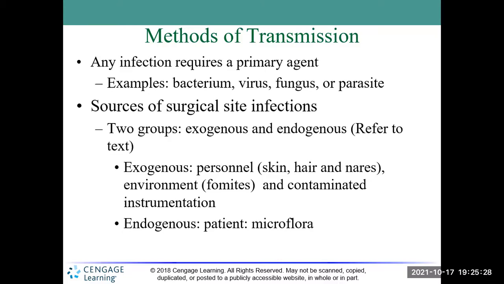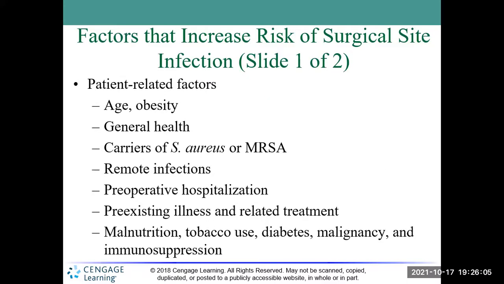There's two types of surgical site infections: exogenous and endogenous. Think about endogenous means internal. Remember, endo means in, exo means out. So exogenous is skin, hair, the nares, the environment, contaminated instruments, anything outside the body. But the endogenous group is the microflora, something that's already within the patient. So take a look at those examples in the book.